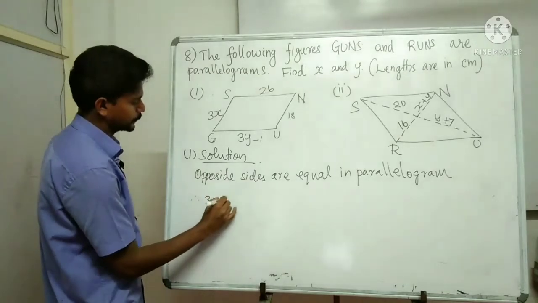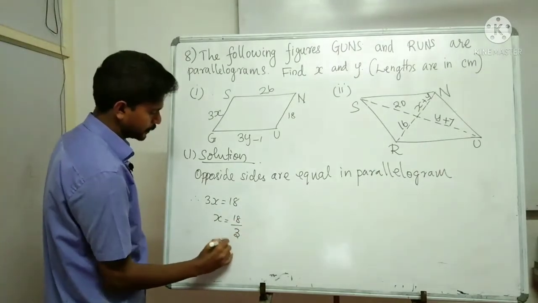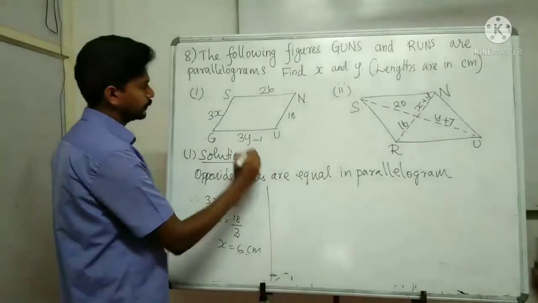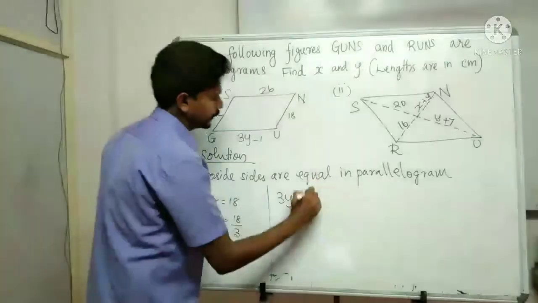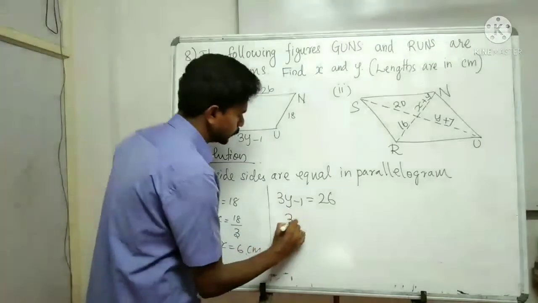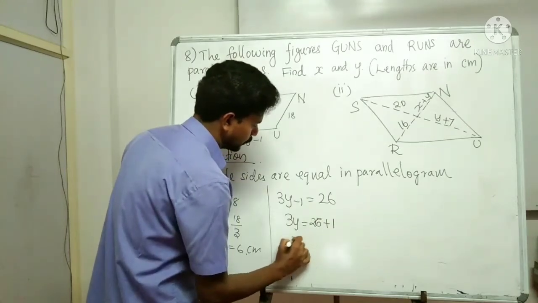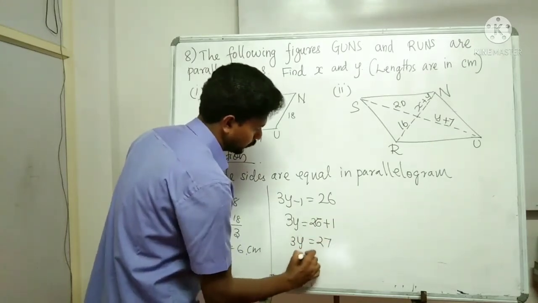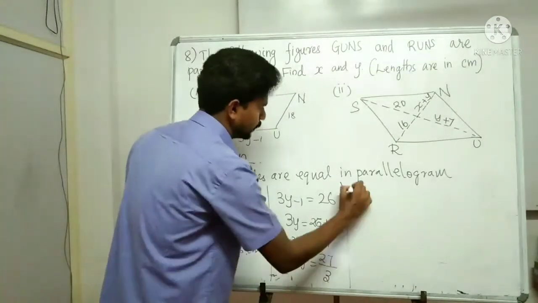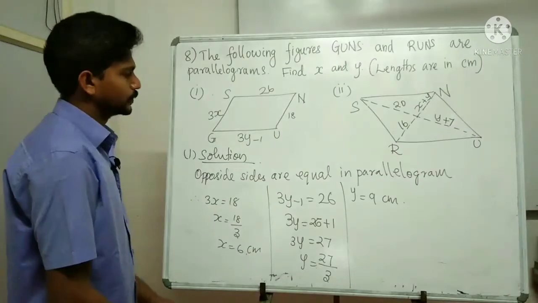Therefore, we can write 3x is equal to 18, x is equal to 18 by 3, x is equal to 6 centimeter. Then we can write the y value, 3y minus 1 is equal to 26. The minus 1 we can send that side, becomes positive 1. 3y is equal to 26 plus 1. So 3y is equal to 27. Y is equal to 27 by 3. This 3 when it goes becomes division. So y value is equal to 9 centimeter.